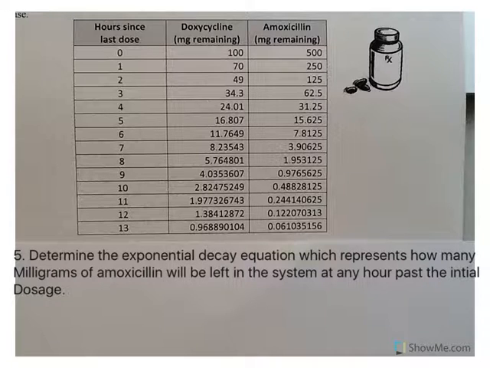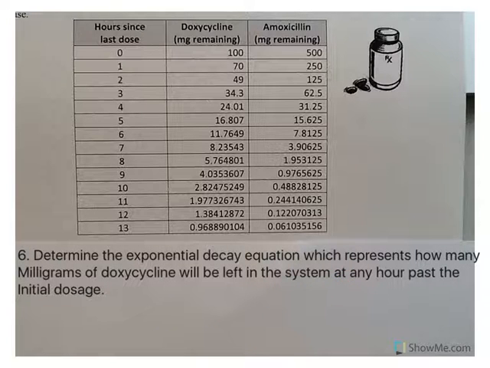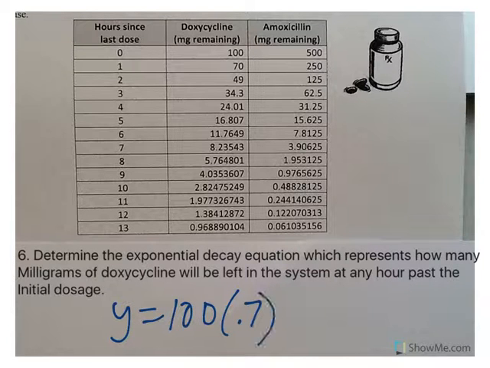Now, let's do the equation for amoxicillin. And hopefully that's not too bad. We would do Y equals initial amount, 500. I found in question number 3 my decay factor for amoxicillin to be 0.5 raised to the X, where X represents number of hours since the dosage. In number 6, we're talking about doxycycline. So we start with an initial amount of 100. Our decay factor there is 70%, or 0.7, raised to again the X, where X represents hours since last dose.